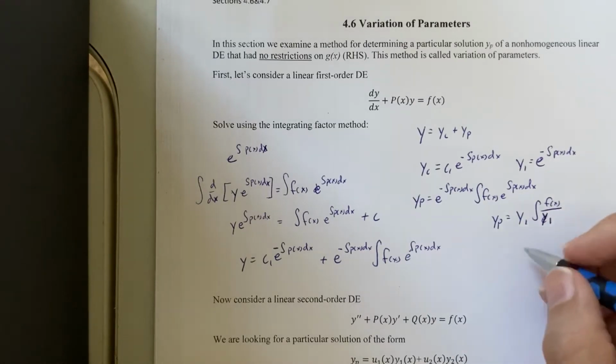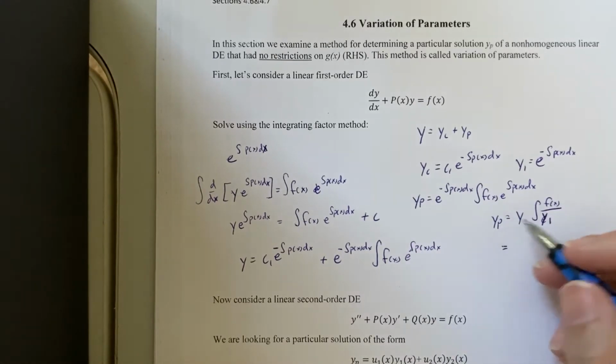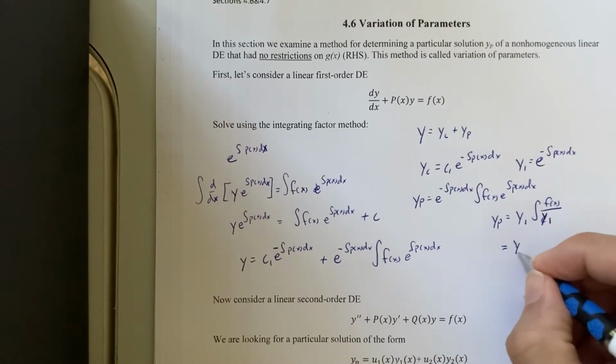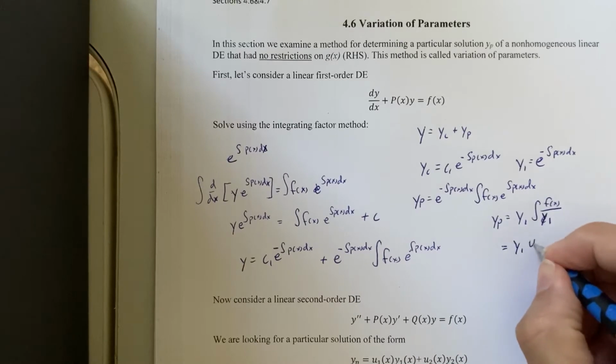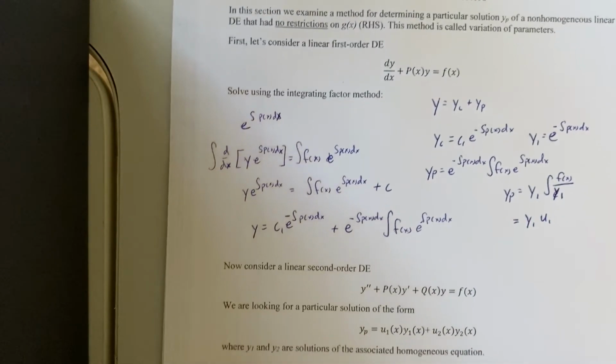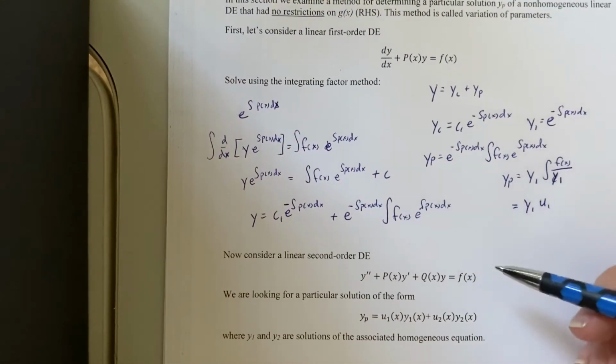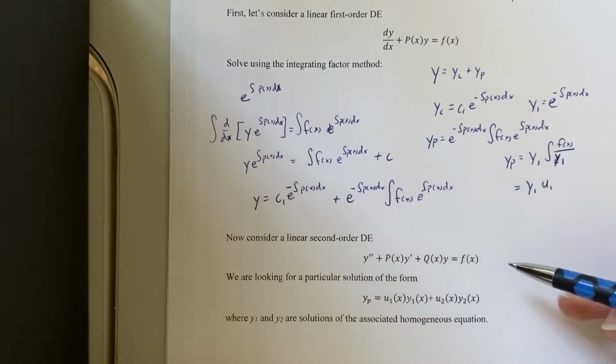So therefore we can write our particular solution as y sub 1 times some function right here, and we're just going to call that function u sub 1. And that leads us to how we would solve a second order differential equation that's non-homogeneous.